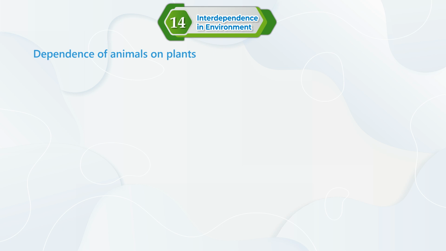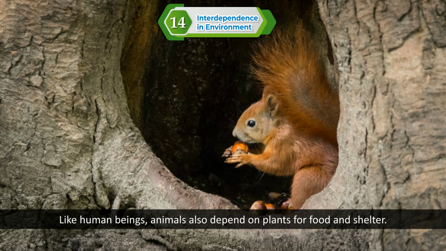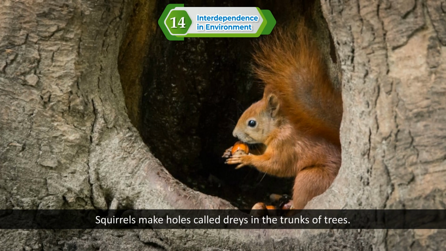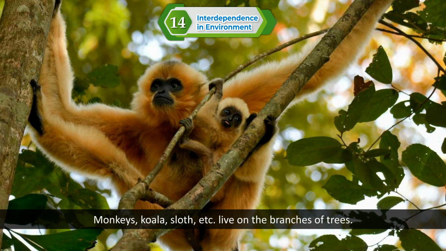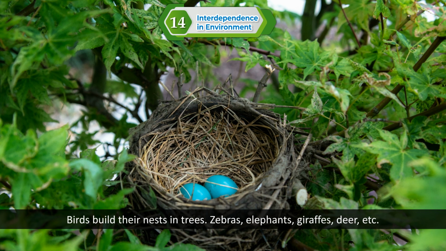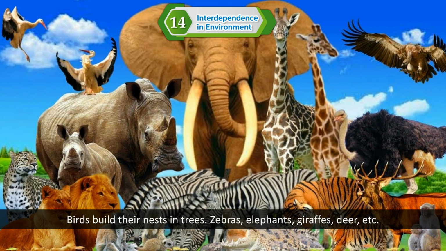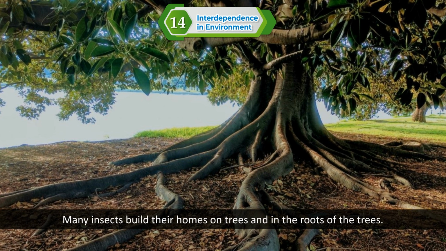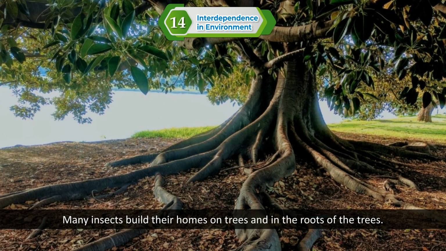Dependence of animals on plants. Like human beings, animals also depend on plants for food and shelter. Squirrels make holes called drays in the trunks of trees. Monkeys, koala, sloth, etc. live on the branches of trees. Birds build their nest in trees. Zebras, elephants, giraffes, deer, etc. live under the shade of the trees. Many insects build their homes on trees and in the roots of the trees.